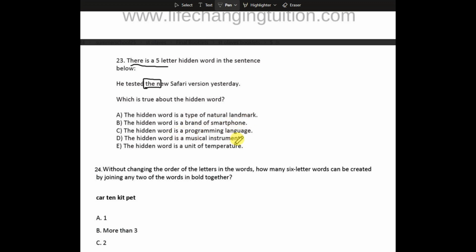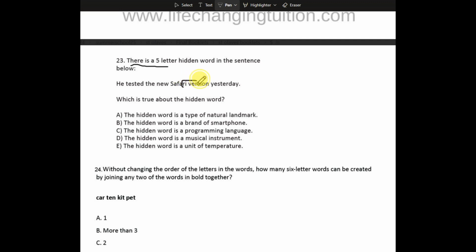So, programming language, is it a musical instrument? No, none of these match. So it's not going to be this hidden letter. It's going to be a different one. Okay. Hen is a, oh sorry, that was a 4-letter word. It has to be a 5-letter word, so that was my mistake. News as well. That's a 4-letter word.